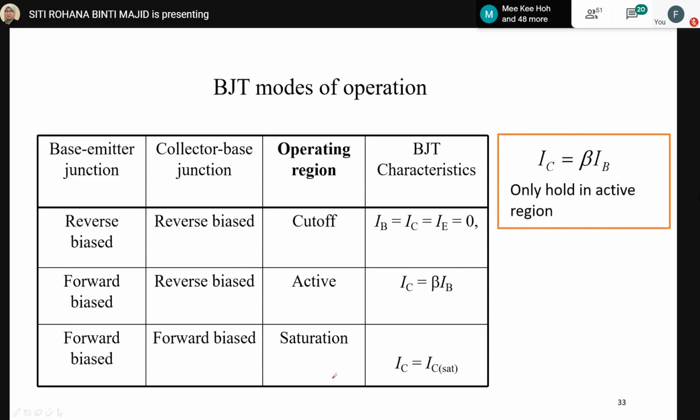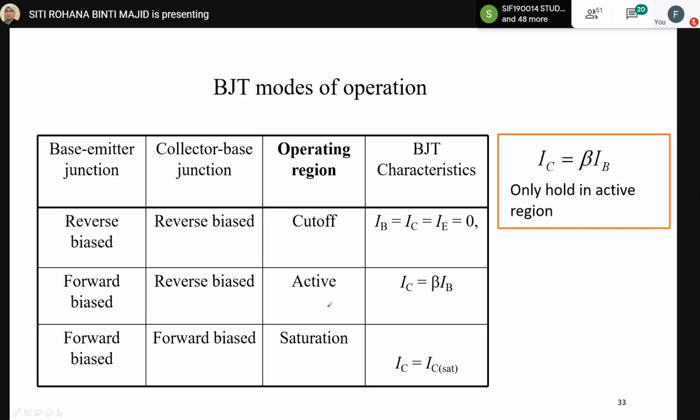And then this is the summary of BJT operation modes. In the active region, the collector-base junction is in reverse bias, but the BEJ is in forward bias. And the characteristic is that IC we can calculate as beta times IB. Beta normally has a value like 50 or 100. It will be given in the text of the question.